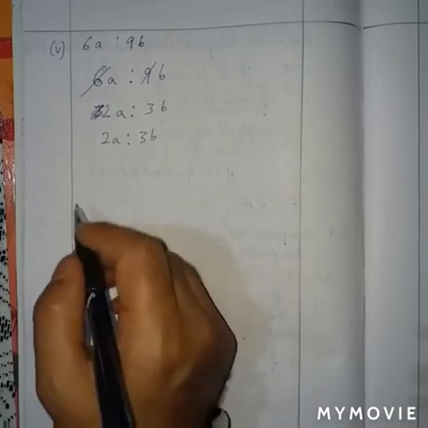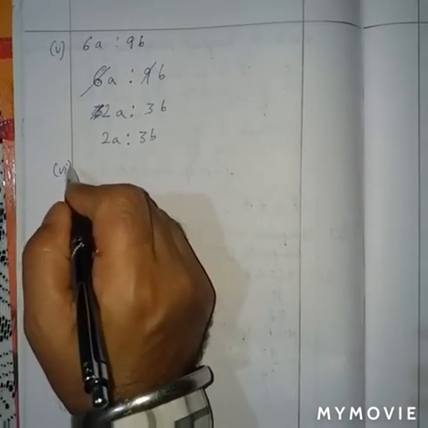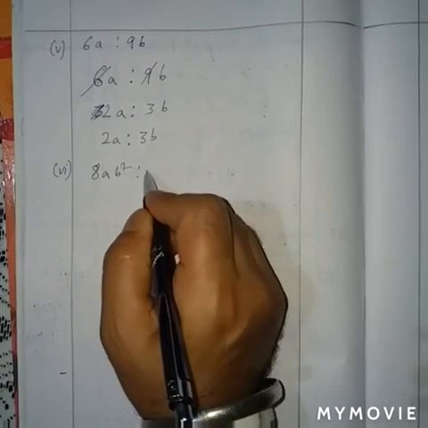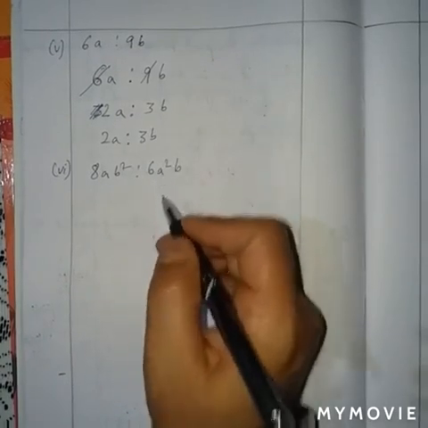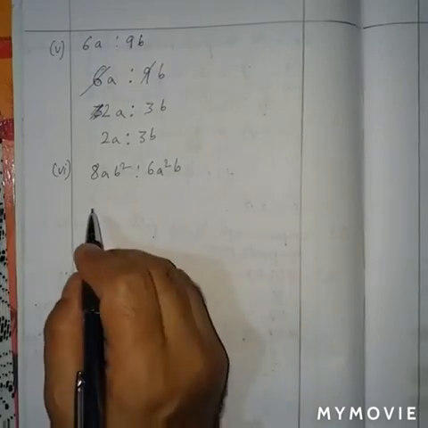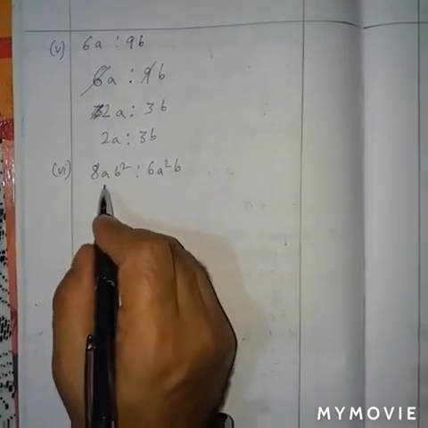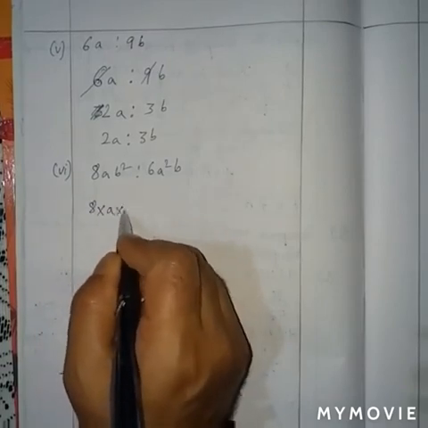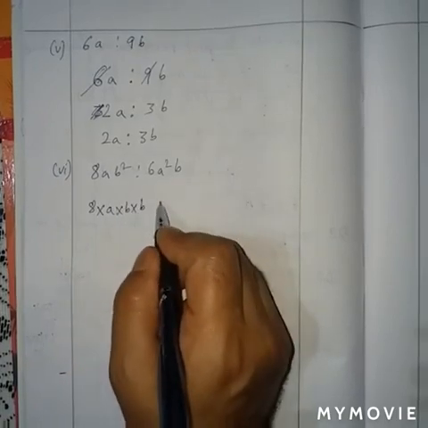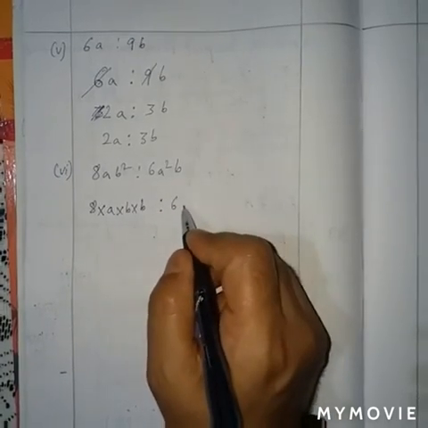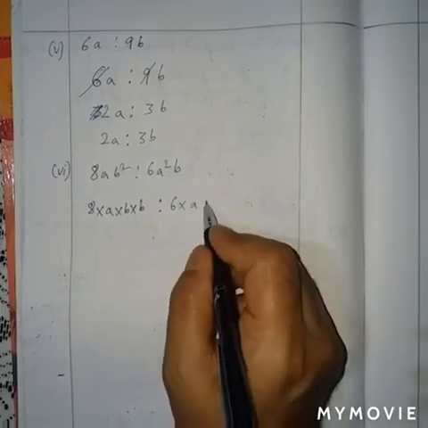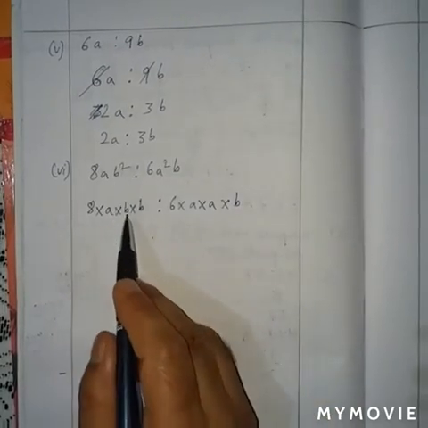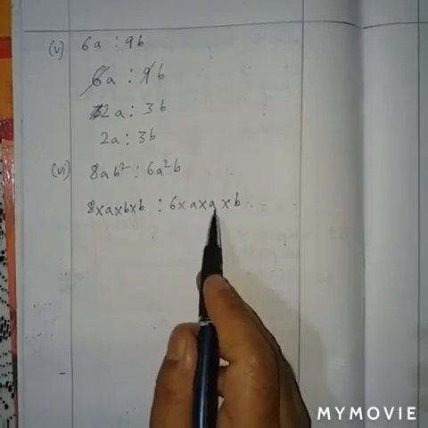Now question number 6, 8ab² is to 6a²b. Here, first of all, let us expand these algebraic expressions. This is 8 into a into b into b is to 6 into a² is a into a and b. So here b² is b into b, here a² is a into a.